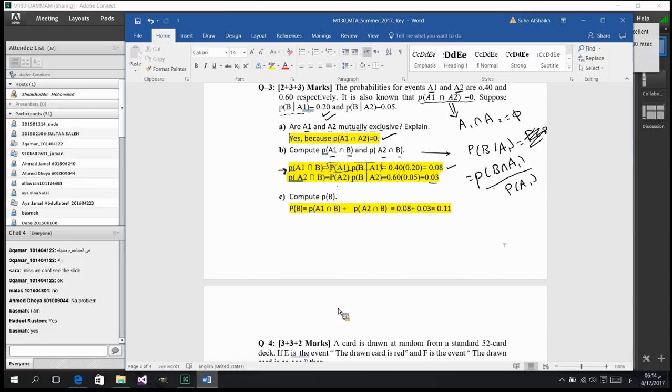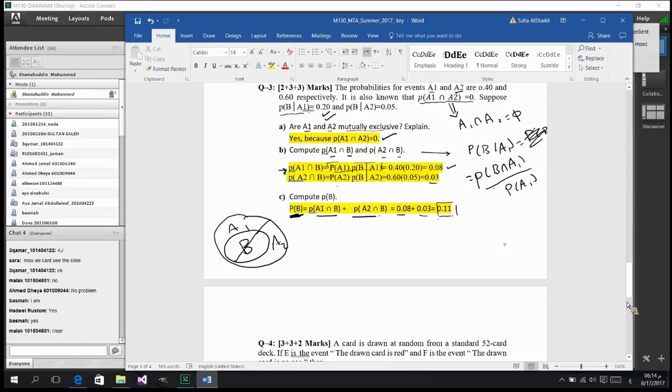Now they want the probability of B. A1 and A2 give me a partition, and B is something in between them. So the probability of B is the probability of A1 intersect B plus the probability of A2 intersect B. This is something they give me, or I find in part B, so we just add the two values to get the result. Is it clear now? Okay.